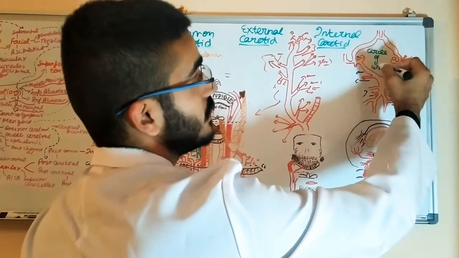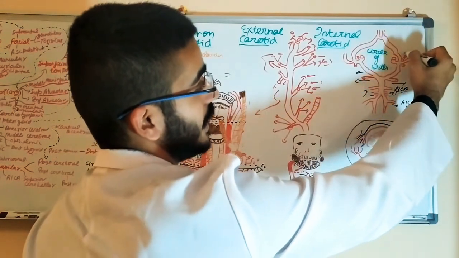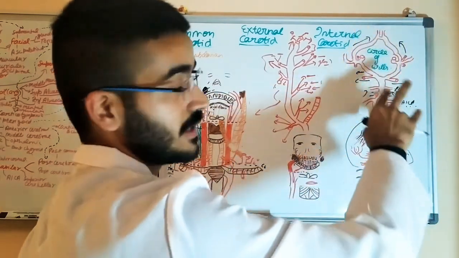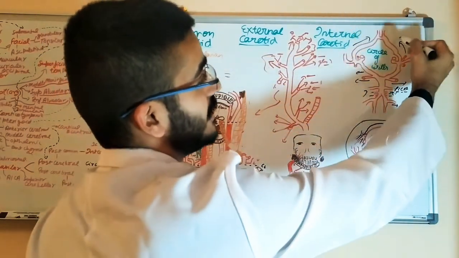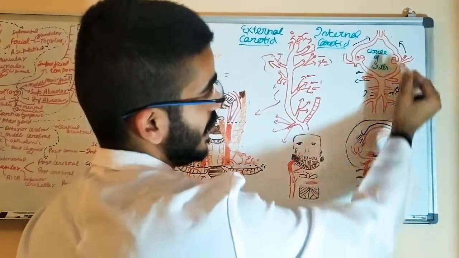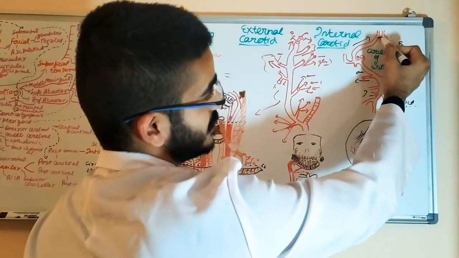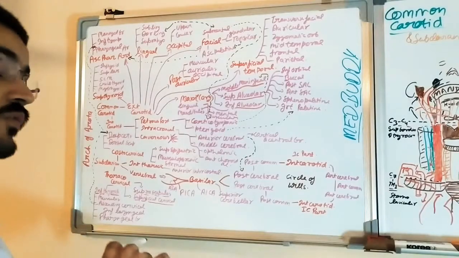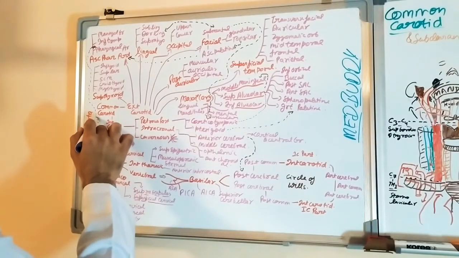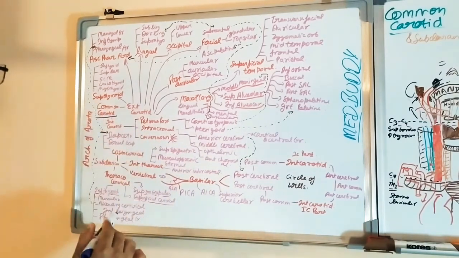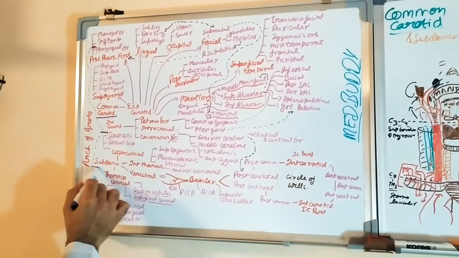Okay, the internal carotid artery has already given the anterior cerebral artery. This anterior cerebral artery moves further and combines by the anterior communicating artery. From the arch of aorta on the left side originates the common carotid artery and the subclavian artery.